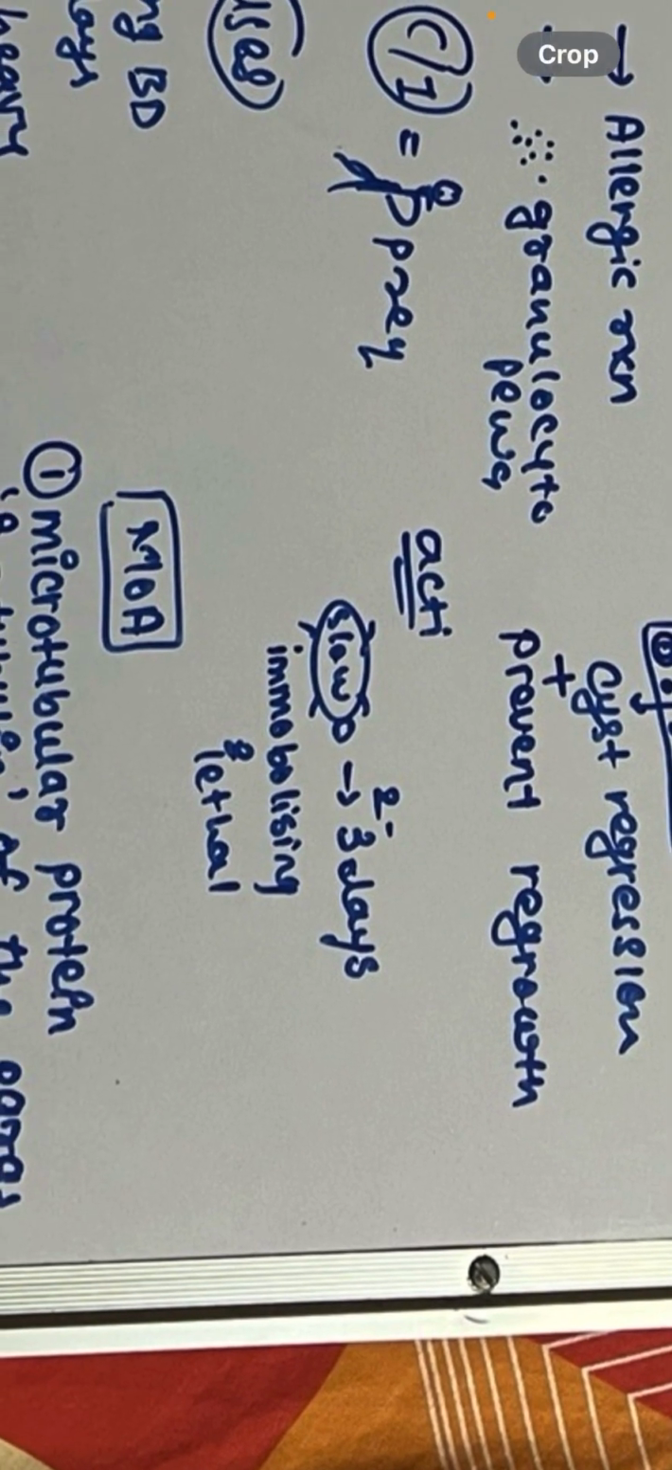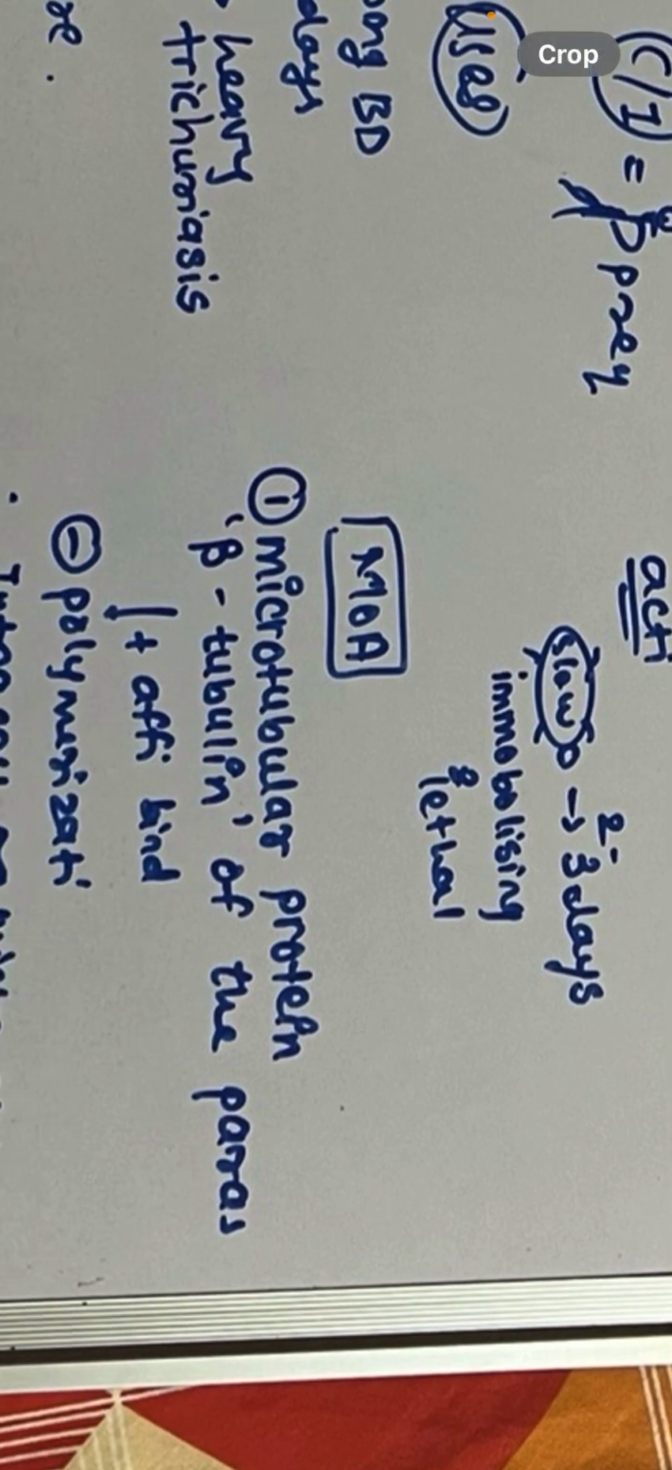It is much less effective, but it's also useful for the regression of the hydatid cyst seen in the liver and prevents its regrowth. The action of the mebendazole is slow, which takes 2 to 3 days, but it causes immobilizing and its action is lethal.